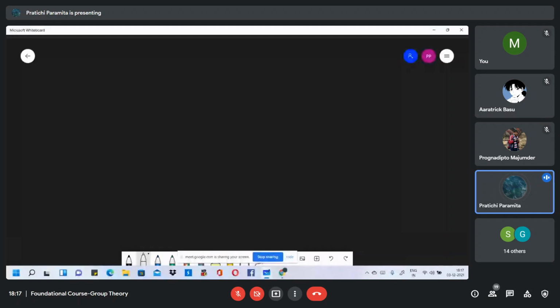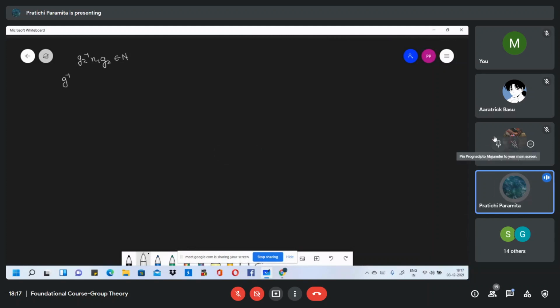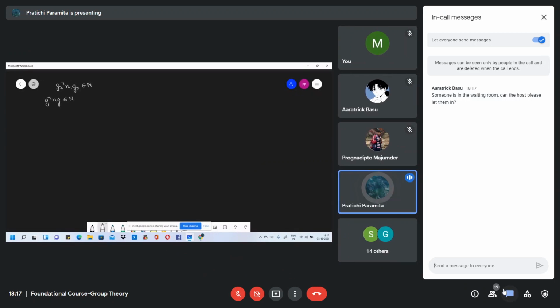So I had g2 inverse n1 g2 belongs to N. They were arbitrary elements, so I'll just replace them by g inverse n g belongs to N. And this is the condition for a normal subgroup. So a normal subgroup is a subgroup N of G such that for all n in N and g in G, g inverse n g is in N.